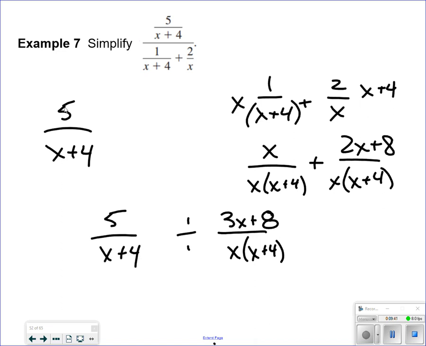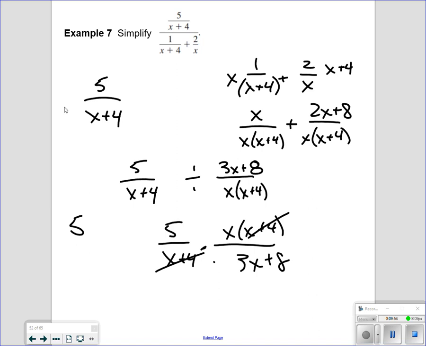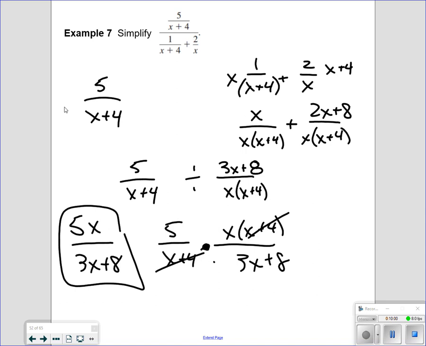Anytime you divide by a fraction, you need to multiply by the reciprocal. Cancels. And so the final answer is 5x over 3x plus 8, as you're multiplying these two together.